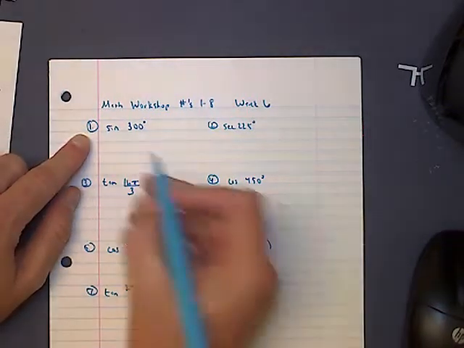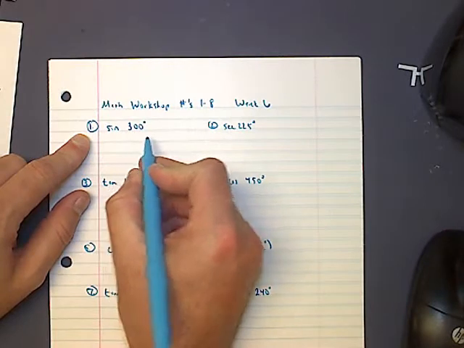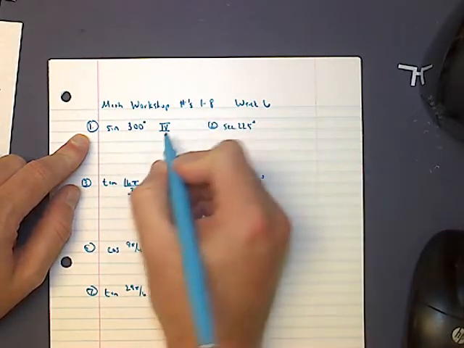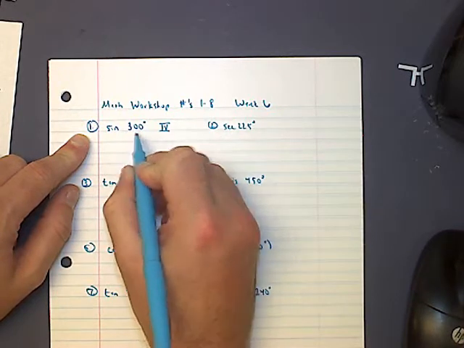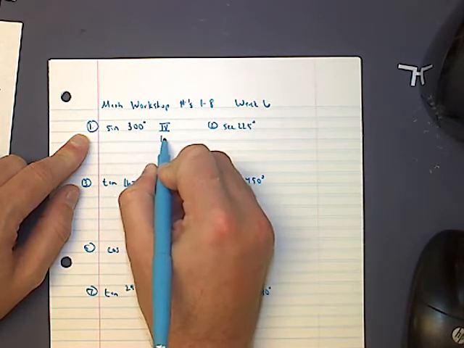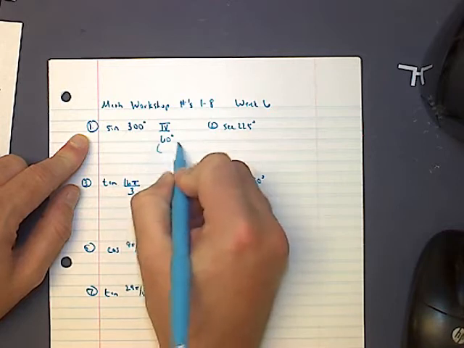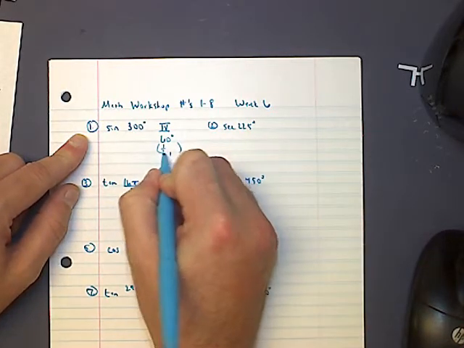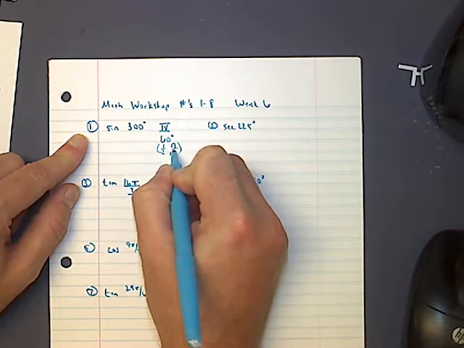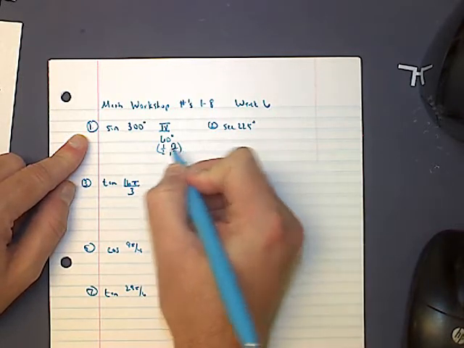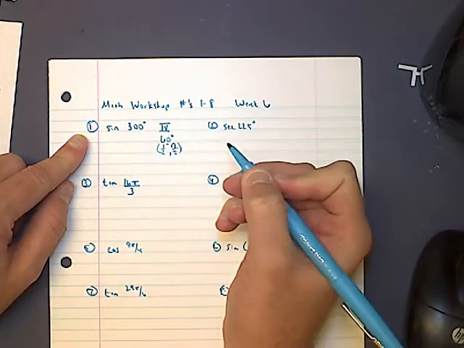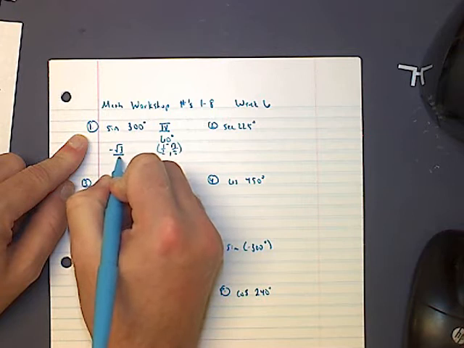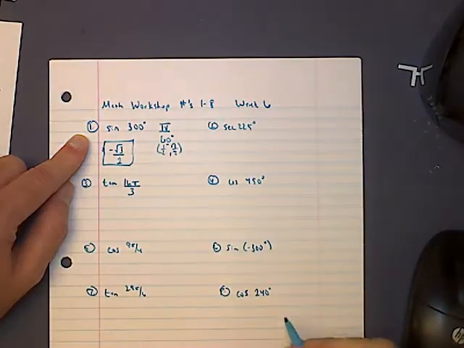So on this first one we have sine of 300. Sine of 300 is in quadrant 4. To find my reference angle, I say 360 minus 300, which is 60 degrees. My ordered pair associated with 60 degrees is 1/2, square root of 3 over 2. So this is in quadrant 4. My x value is positive, my y is negative. I want the sine, that is my y value.